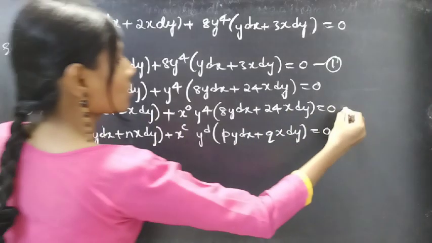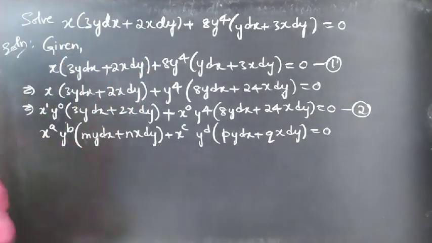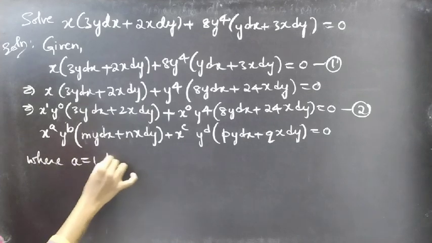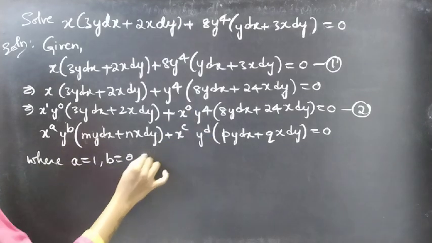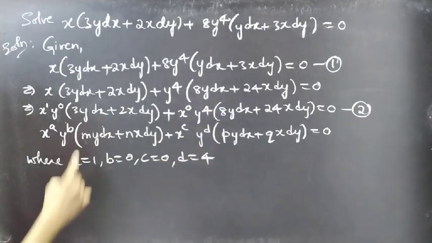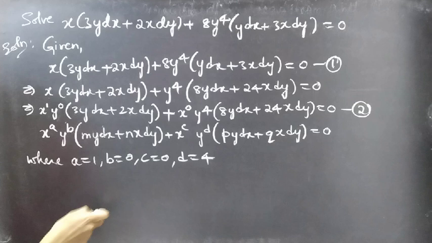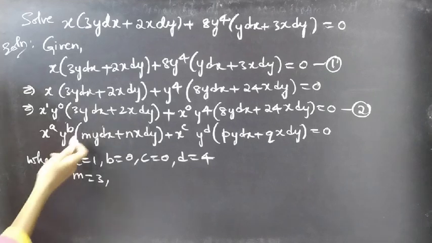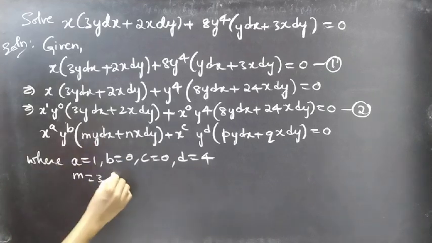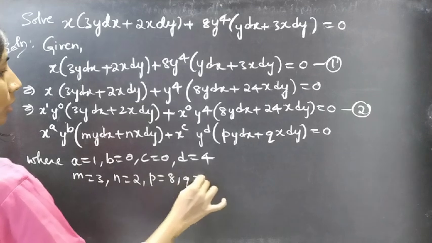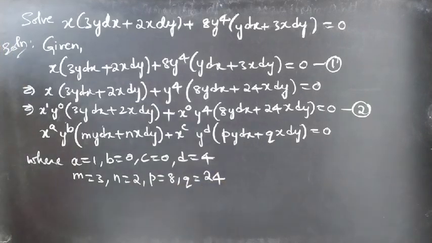So consider this reduced equation as equation number 2, where a equal to 1, b equal to 0, c equal to 0, d equal to 4 and m equal to 3. Just by comparing these two, we'll get the values of the unknowns. Okay, n equal to 2, p equal to 8, q equal to 24, right?